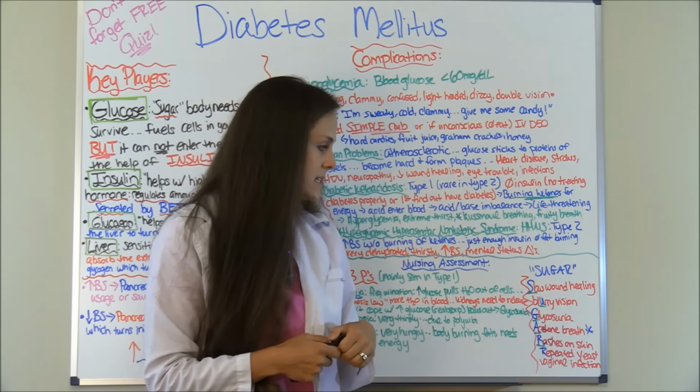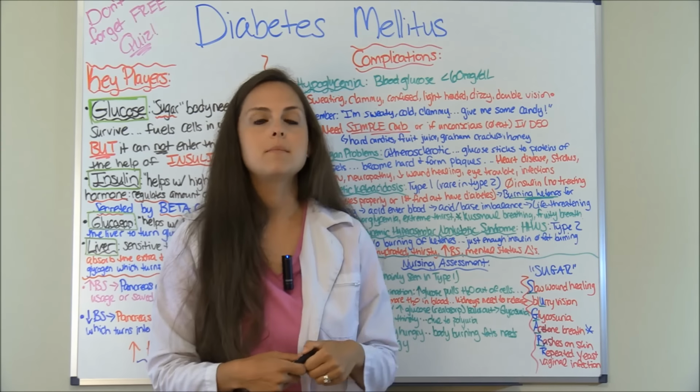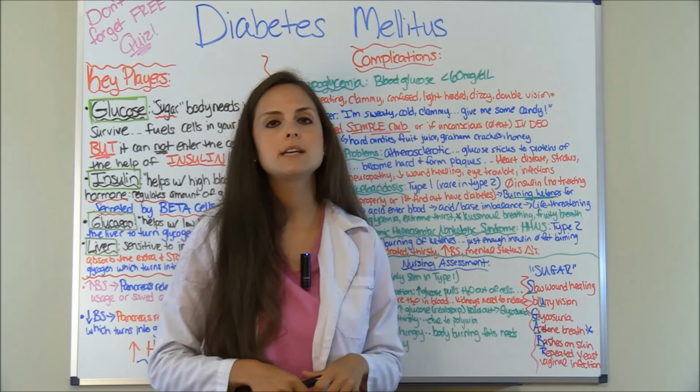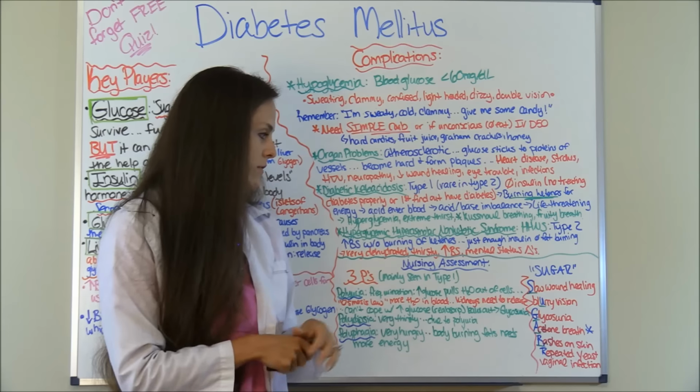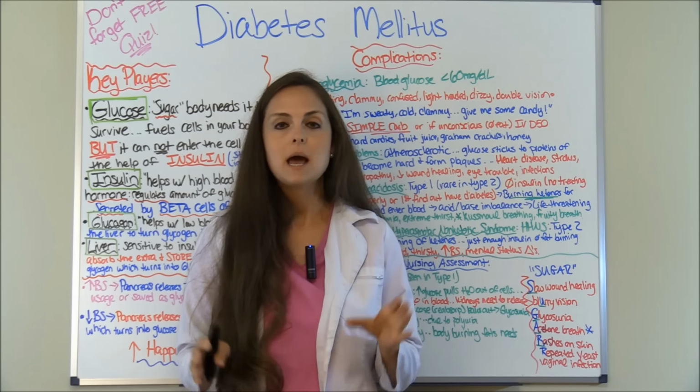R for rashes on the skin and repeated yeast infections in women, because yeast love glucose. So if you have too much glucose, yeast is going to build up and they have repeated vaginal infections of yeast. Okay, so that is about diabetes mellitus.